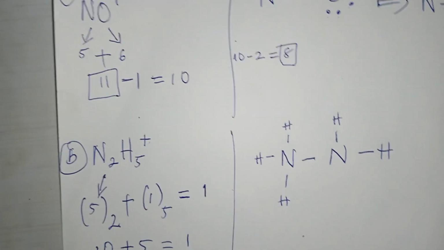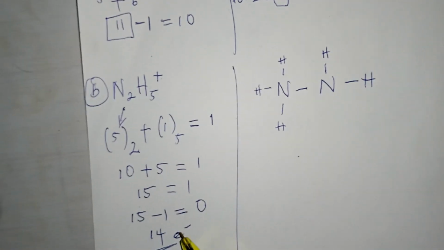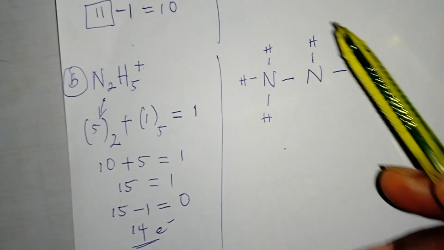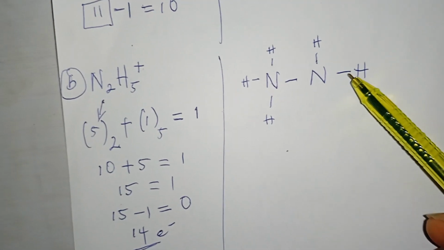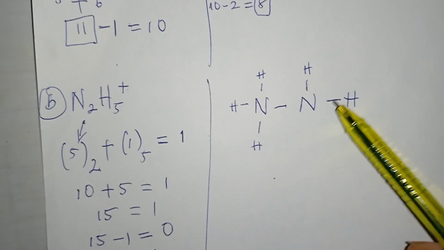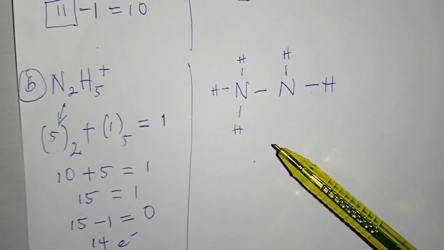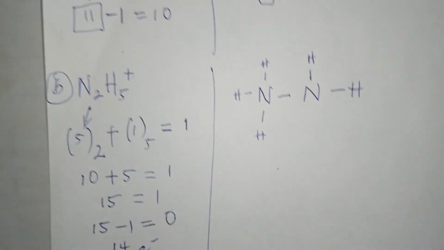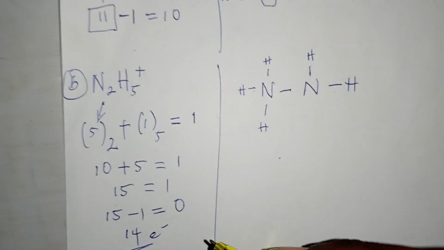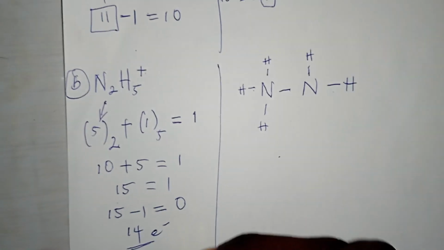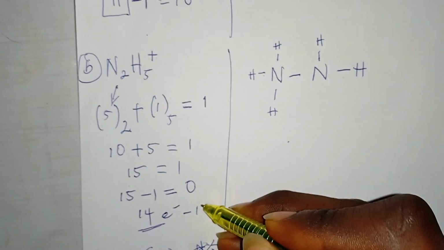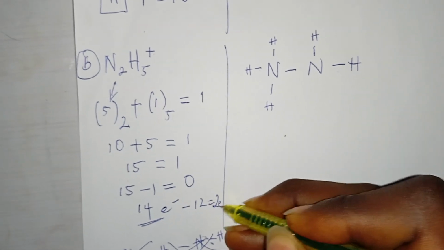Now remember that the number of electrons in this compound is 14. Let's ask ourselves, how many bonds do we have here? We have 1, 2, 3, 4, 5, 6. We have 6 bonds, and on each bond there are 2 electrons. So that is 6 times 2, which is 12. So 14 minus 12 is equal to 2 electrons.